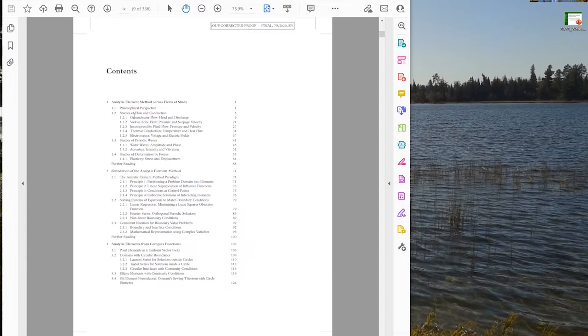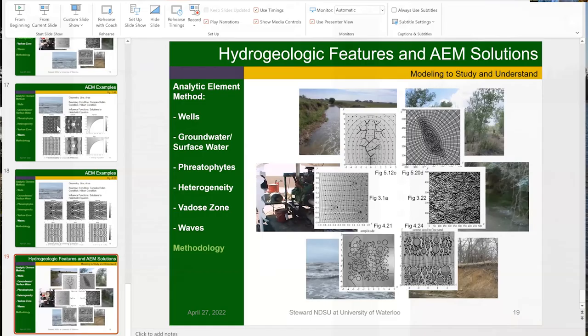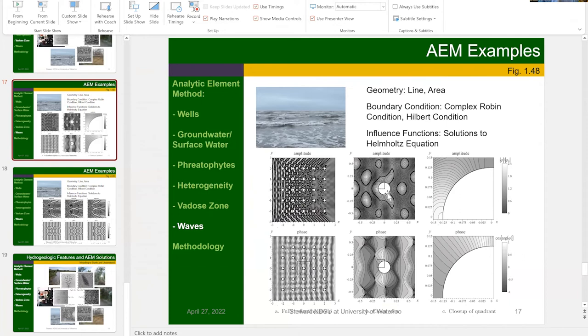I can give you an example: the waves reflecting off of one island, which was published by Homa in the Shore Protection Manual back in the 1950s. And Sommerfeld published similar types of solutions for electromagnetic waves. So these theories and the foundation of the analytic element method, the actual mathematics, were put together by mathematicians and engineers up through about the 1960s or so.